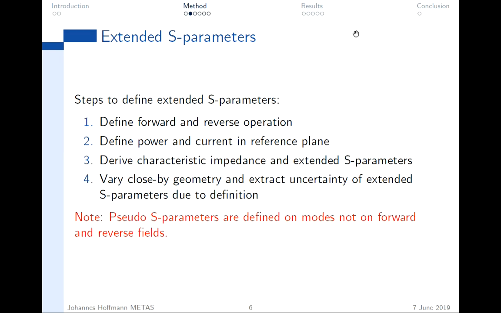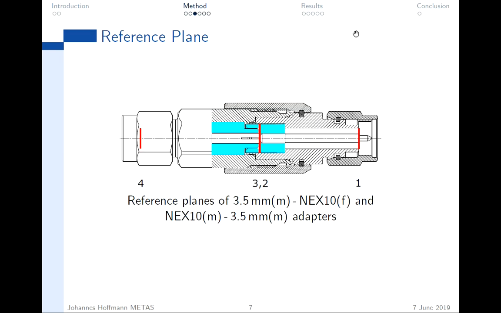Just to remind you, what's the difference between pseudo S parameters and extended S parameters? Pseudo S parameters are defined on modes, so you cannot define them in the reference plane I'm talking about here. And for pseudo S parameters, you don't have this fourth step, because you're not allowed to change or vary geometry close to the reference plane.